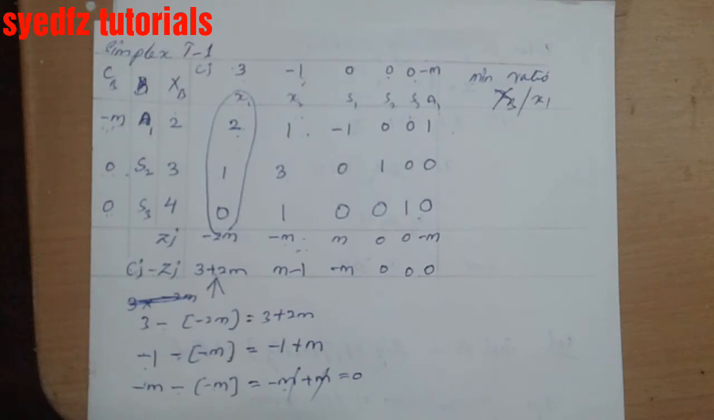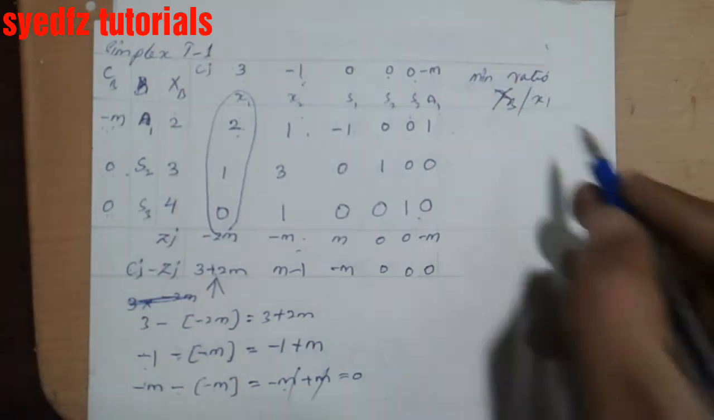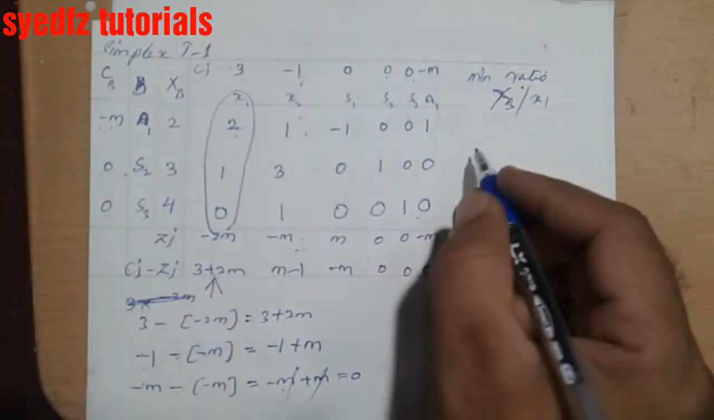How do we check the max? No, first what we have to do, first we have to calculate the minimum ratio. How can we calculate the minimum ratio?